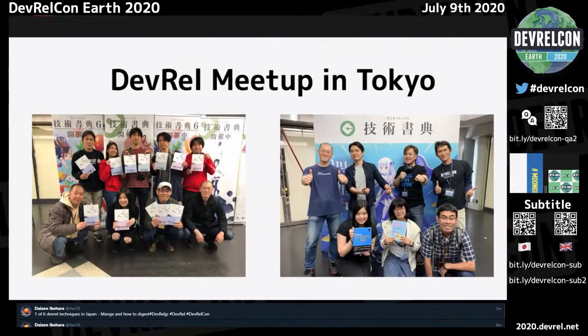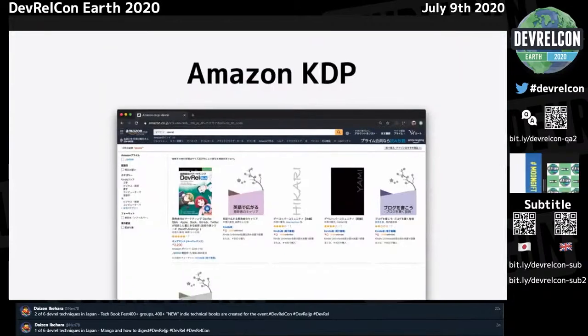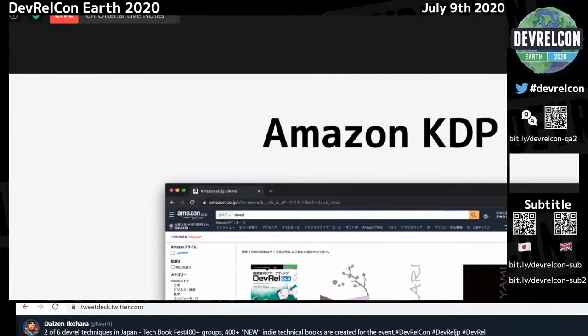Okay, so IBM Japan sponsored Tech Book Fest and distributed books for free. There are no similar events that attract more than 10,000 developers in a day, so they can appeal their technology here. The created books are sold as ebooks on Amazon. Searching for DevRel on Amazon will list the books we have written.